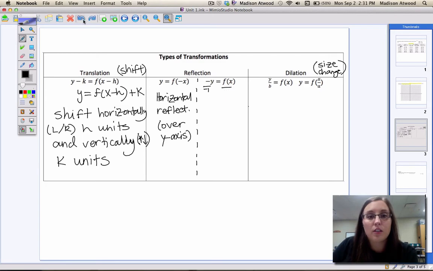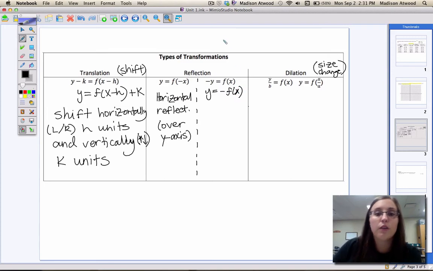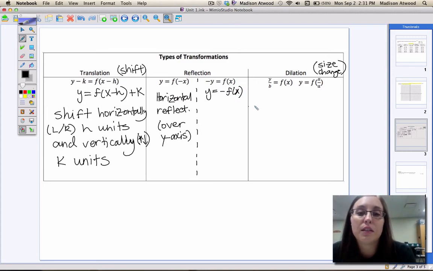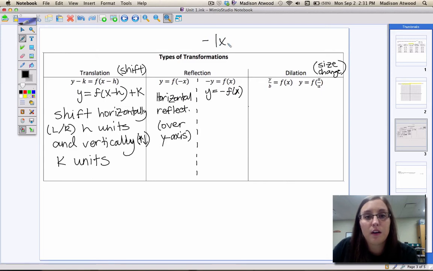So the way that you would actually end up seeing this function would be written as y equals negative f of x. So for example, in some cases this looks the same, but if we were talking about absolute value, that would be the difference between negative absolute value of x and absolute value of negative x. This one on the right would be a horizontal reflection. This one on the left would be a vertical reflection. Okay?